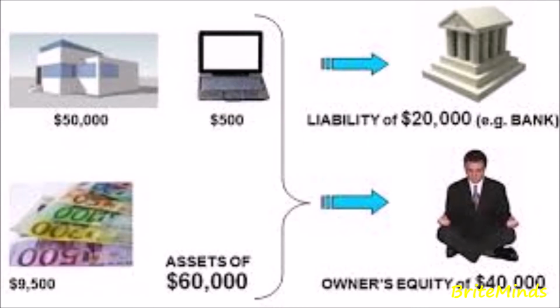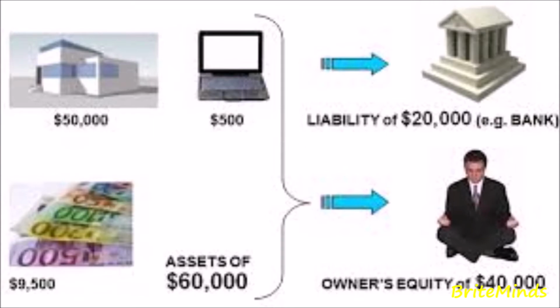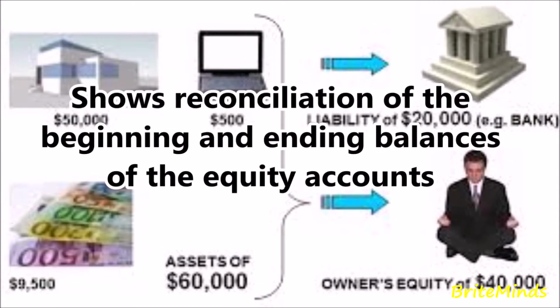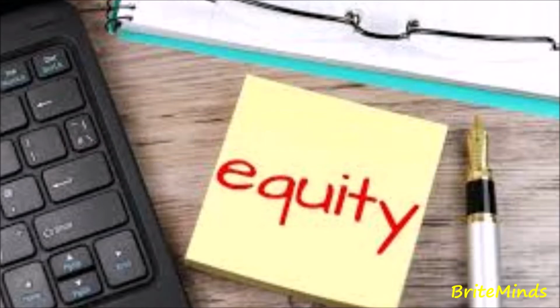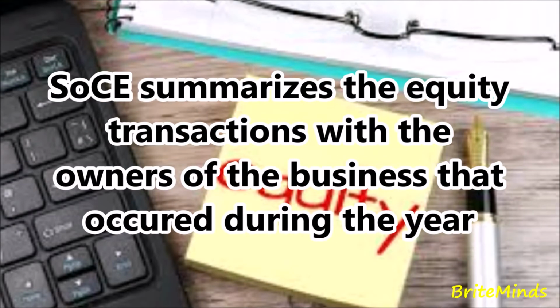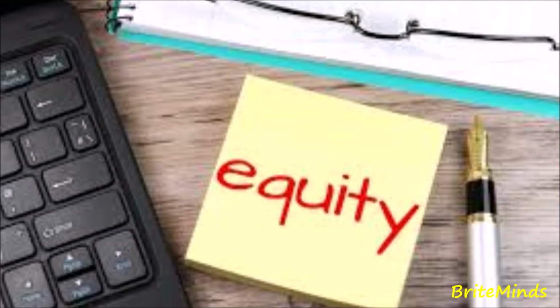The statement of changes in equity is dated for the year ended, and the report shows a reconciliation of the beginning and ending balances of the equity accounts. The statement of changes in equity summarizes the equity transactions with the owners of the business that occurred during the year. I have here an illustration.